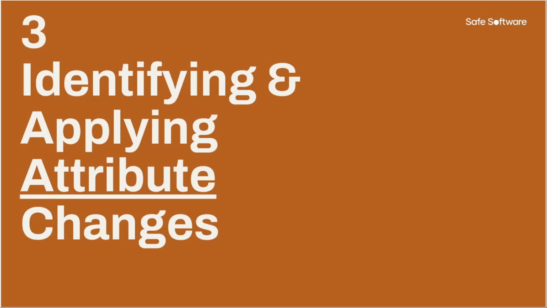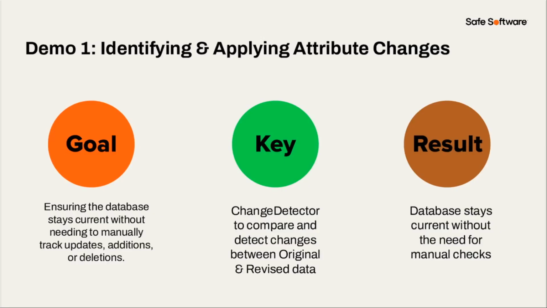Thanks, Donald. That was really good. To build on what Donald just presented, we'll start with identifying attribute changes. So the goal for the upcoming demo is to identify and apply changes from the latest City of Vancouver business license data to a local SQL Server database.